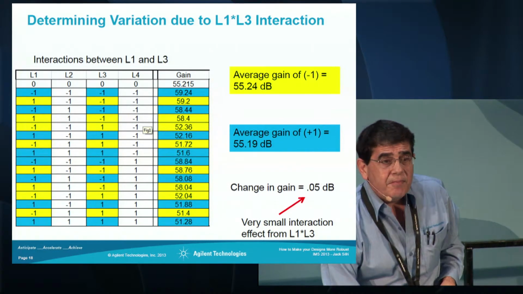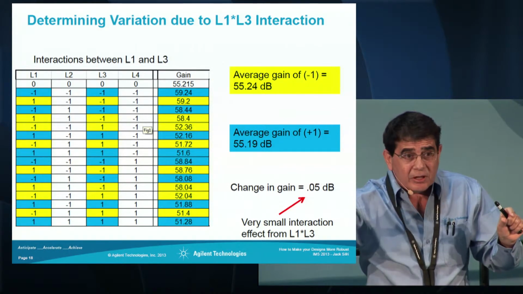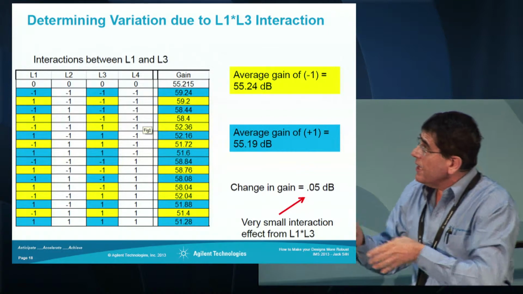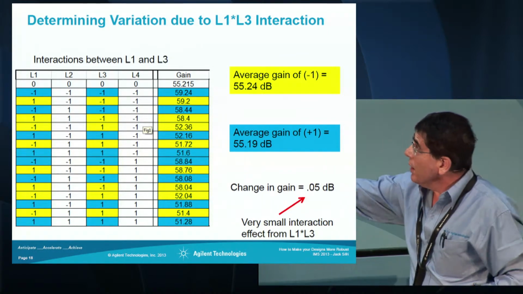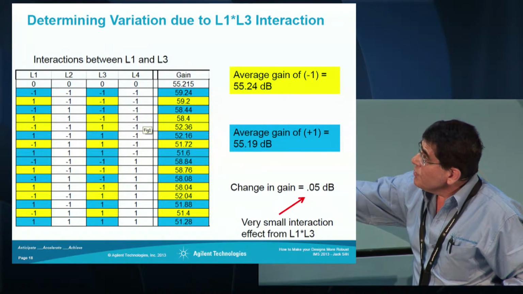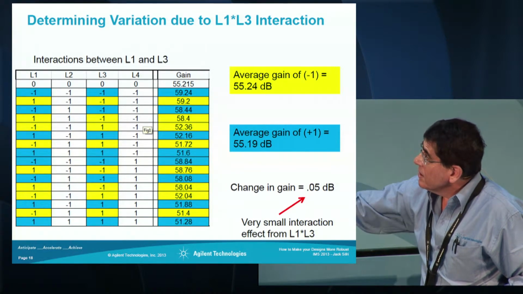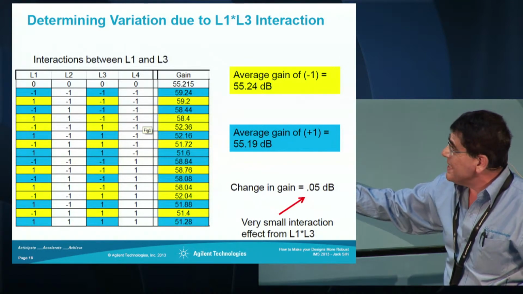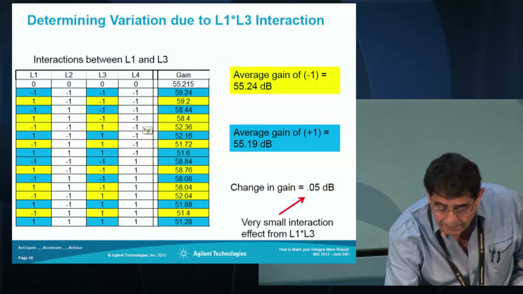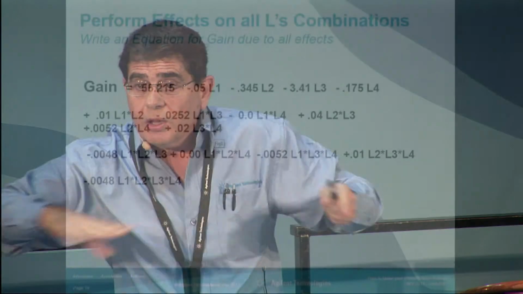And then we can do the same thing, not only for the inductances separately, you can do the interactions. Like here I have the interaction between two inductors, L1 and L3. I do the same thing. I take the +1s and calculate the average gain, and the -1, and calculate the average gain, and I see the coupling between the inductances. The effect of the coupling is very minimal, 0.05 dB. The bottom line with DOE is you can do all kinds of interactions and effects, and you can build an equation when you do all this analysis.